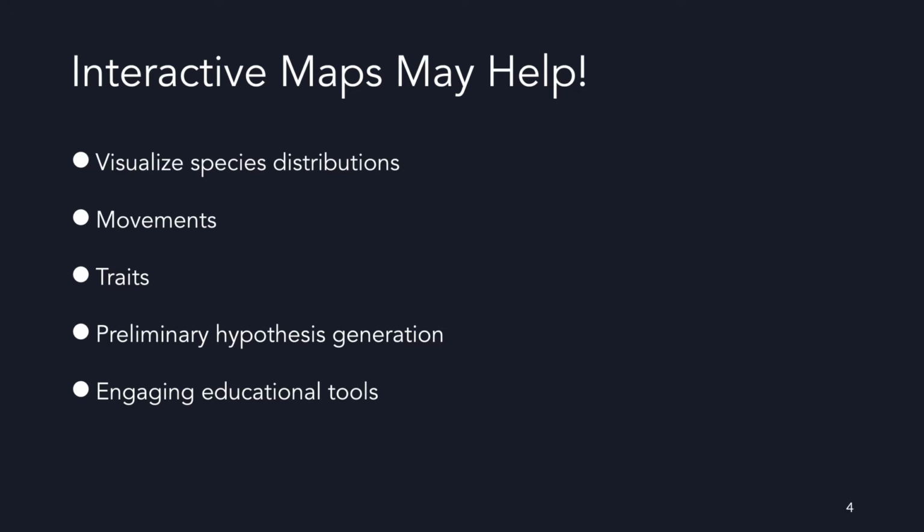Interactive maps are already widely used to visualize species distribution, visualize movements and migrations, and to show how traits are distributed across the landscape. And they're really good for preliminary hypothesis generation without too big of a time commitment. They're also really engaging and intuitive educational tools.